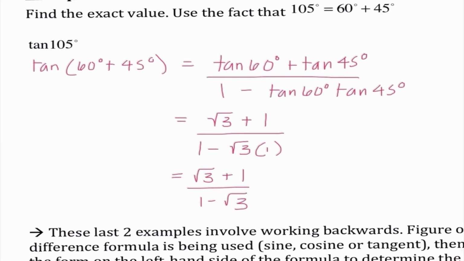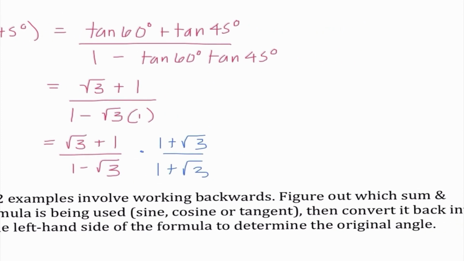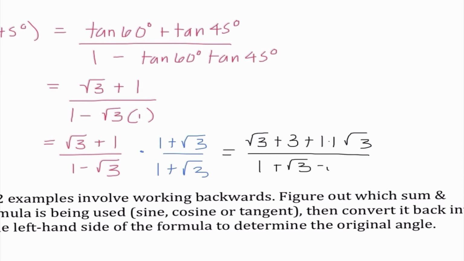Now, we know that this cannot be our final answer because I have a radical in our denominator. So we've learned that I need to multiply by the conjugate when I'm dealing with values like this. So I'm going to multiply both sides of our fraction by 1 plus radical 3. Remember, the conjugate means I have the same 2 terms. I just change the sign in between. So when I FOIL, I get radical 3 plus 1 plus radical 3 over 1 plus radical 3 minus radical 3 minus 3.